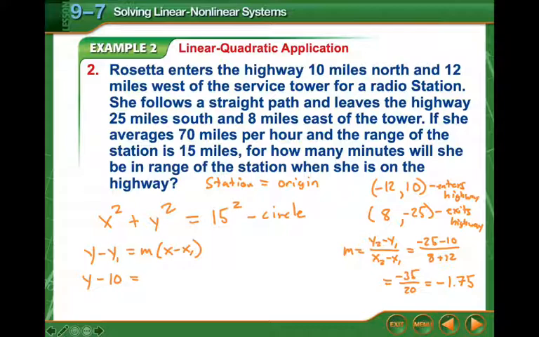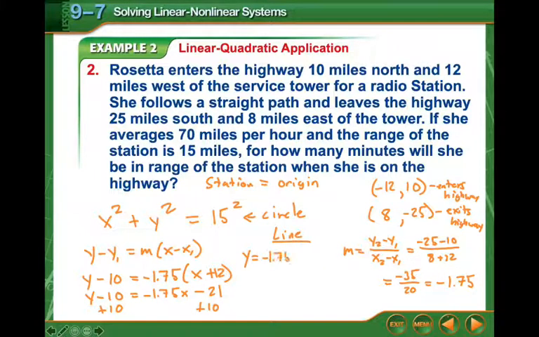Negative 10 equal to our slope of negative 1.75 times x minus negative 12. So leaving the left side alone for now, distributing the negative 1.75, and negative 1.75 times 12, or just 1.75 times 12, would be 21. So now we just need to add 10 to both sides, and our line is y equal to negative 1.75x minus 11.